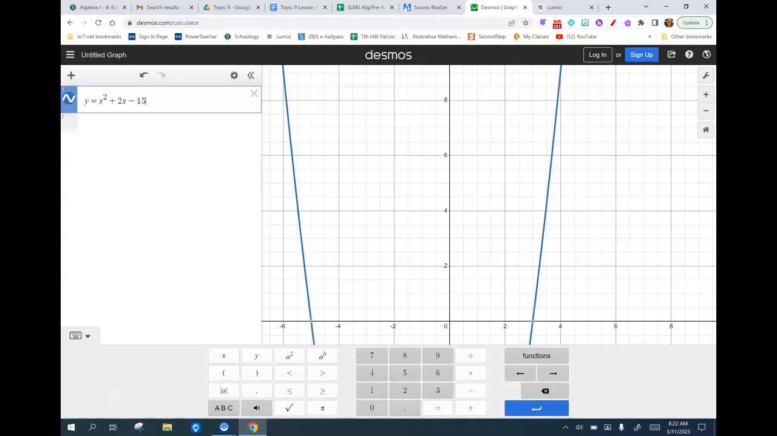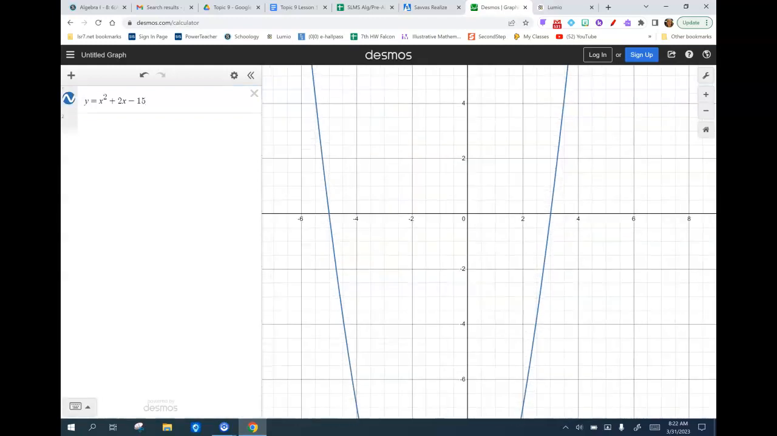And I'm going to move my screen up a little so you can see it a little bit better. And all we care about is what are the x-intercepts. So right here is an x-intercept, and right here is an x-intercept. Note it's 3, and it's negative 5. So negative 5, 0, that's the x-intercept, and 3, 0. Those are the x-intercepts. Let's go back to our worksheet.